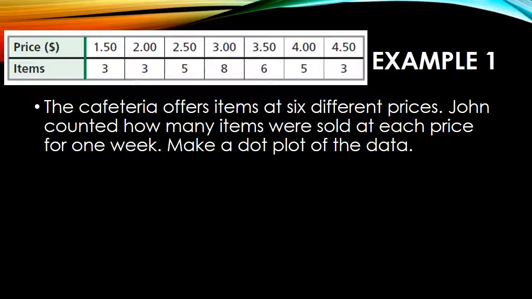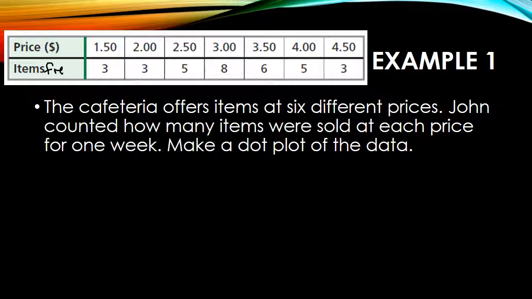The cafeteria offers items at 6 different prices. John counted how many items were sold at each price for 1 week. Make a dot plot of the data. So we have this frequency table that we see on the screen. And in this frequency table, we see the data points 1.5, 2, 2.5, 3, 3.5, 4, and 4.5. So the first row, which includes the prices, is the data points that we need. Now the number of items is supposed to represent the frequency.